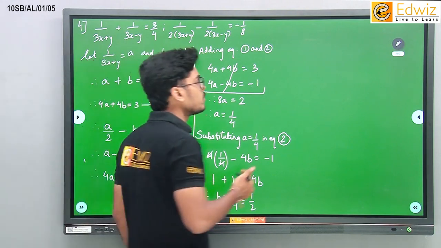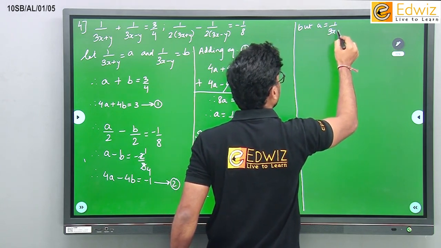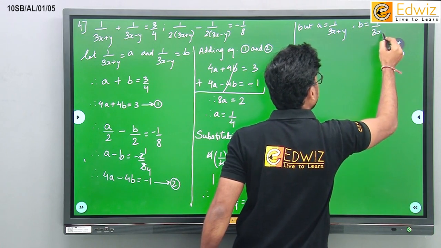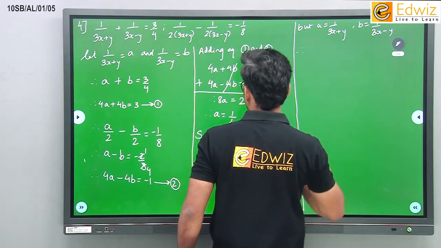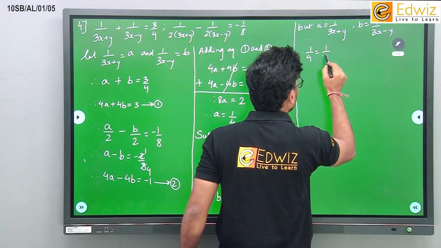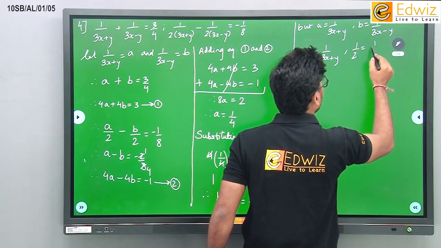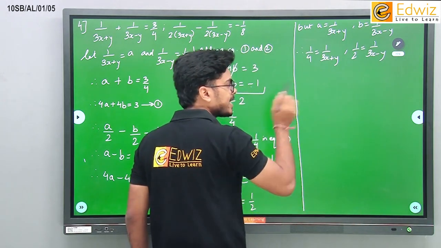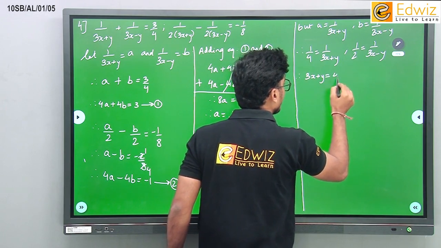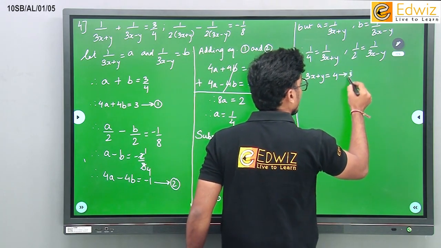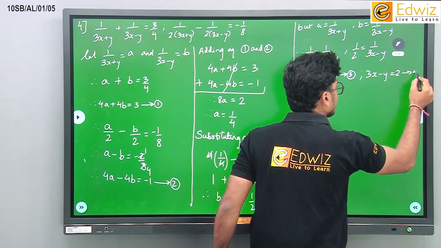Once again, we'll have to resubstitute the values here, but we know that a is 1 upon 3x plus y and b is 1 upon 3x minus y. Okay, so instead of a, 1 upon 4 will be equal to 1 upon 3x plus y, and instead of b, 1 upon 2 will be equal to 1 upon 3x minus y. If I take the reciprocal on both sides, my third equation can be 3x plus y equal to 4. Correct? This is my equation number 3. And 3x minus y equal to 2. This is my equation number 4.